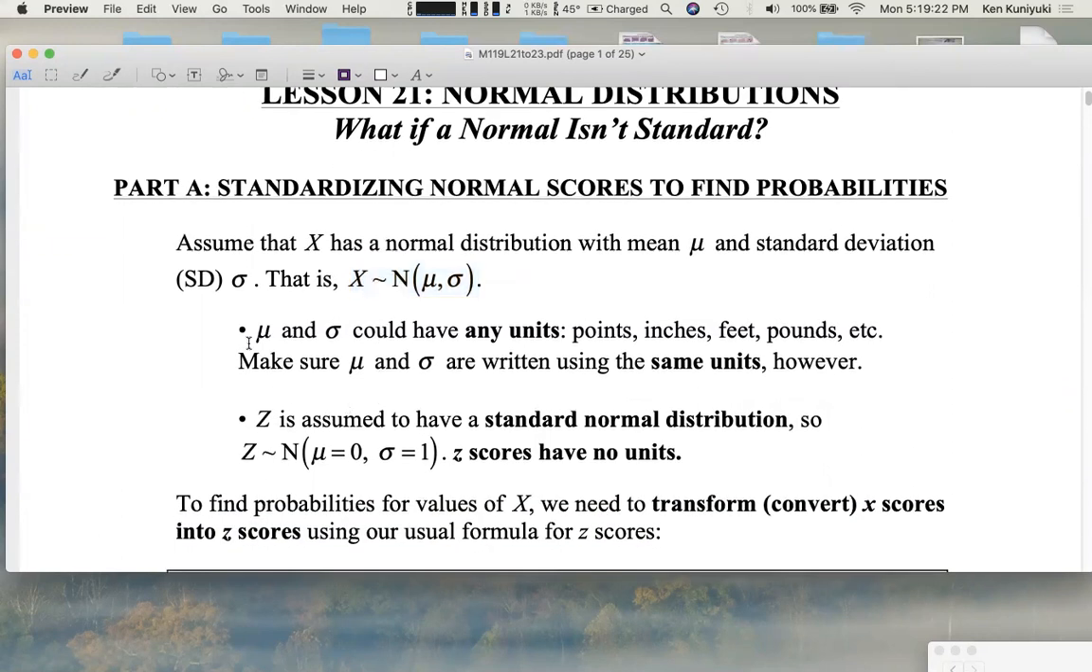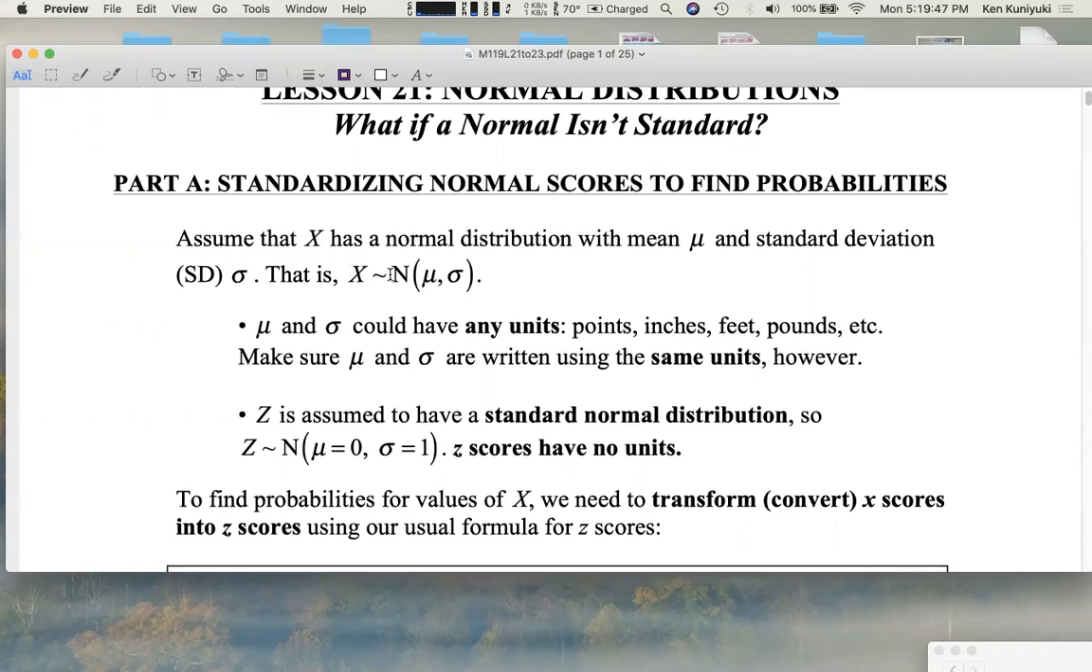Now, in general, mu and sigma, the mean and the standard dev, could have any units: points, inches, feet, pounds, light years, and so on. But do make sure that mu and sigma are written using the same units. So for example, mu should not be in feet while sigma is in light years. That should not happen. On the homework, I will not trick you like that.